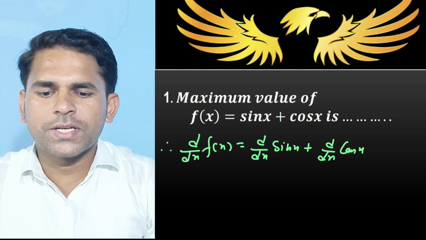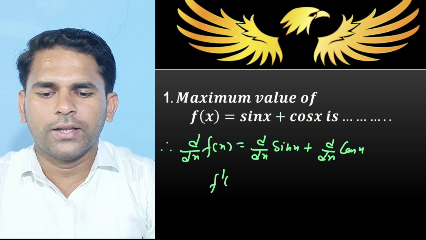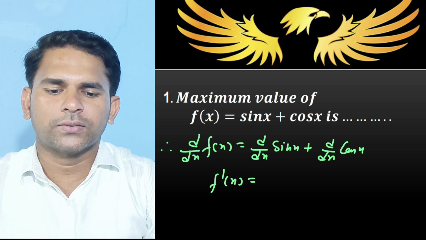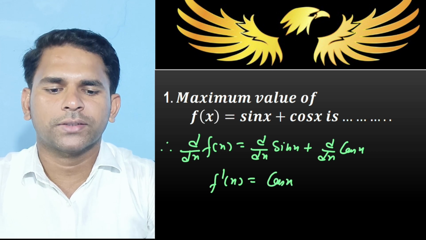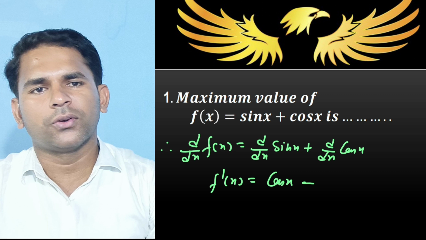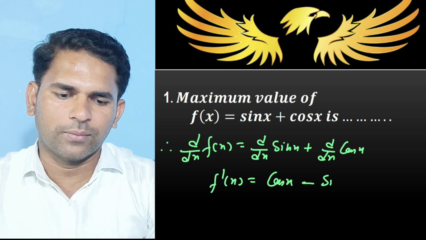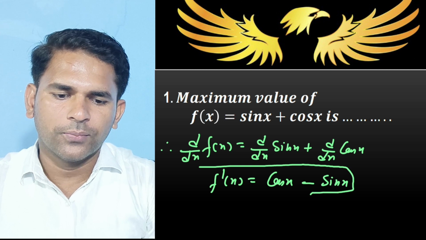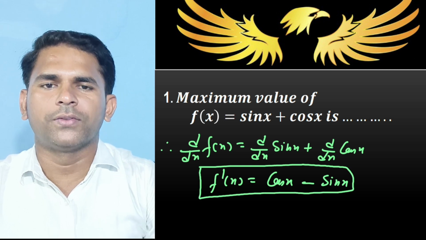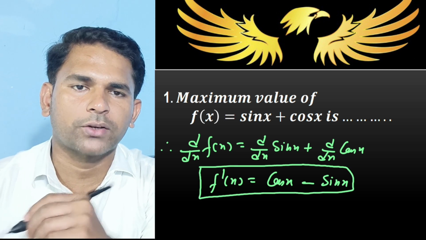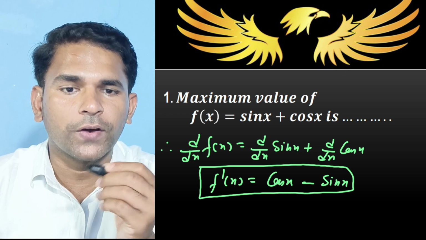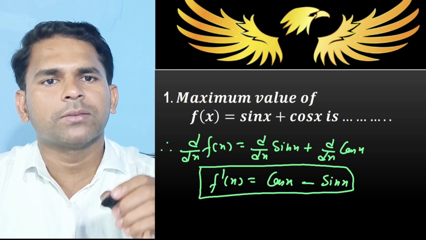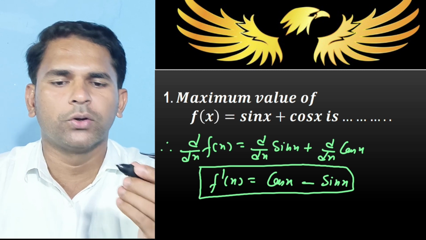The differentiation of f(x) we can write as f'(x), and the differentiation of sin x is cos x, and the differentiation of cos x is negative sin x. So you got the differentiation of the given function with respect to x, but we need to find the maximum value of this function. Whenever maxima or minima come, you will do one thing.